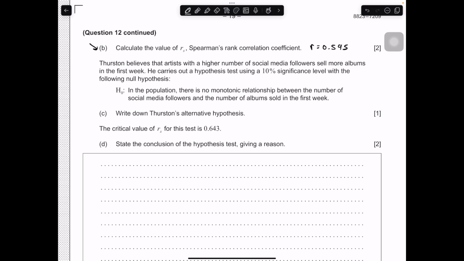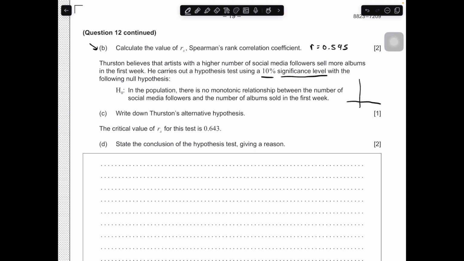0.595. This last question is very, very peculiar. To be honest, I've never seen something like this on an AISL exam. Here we go. Thurston believes that artists with a higher number of social media followers sell more albums in the first week. He carries out a hypothesis test using a 10% significance level with the following null hypothesis: in the population, there is no monotonic relationship between the number of social media followers and the number of albums sold in the first week.